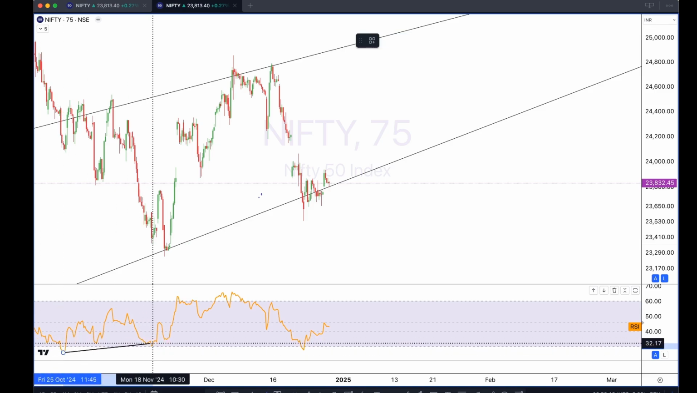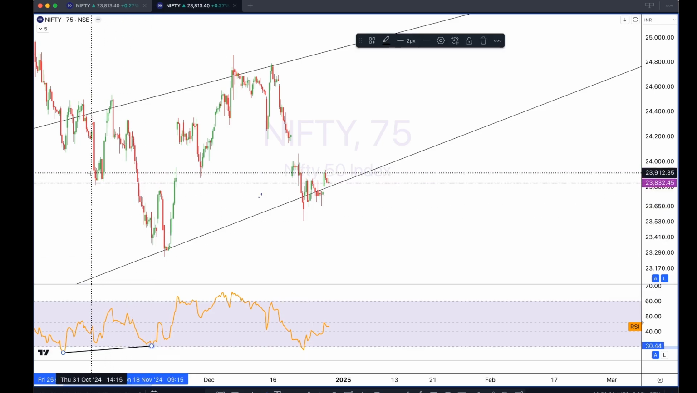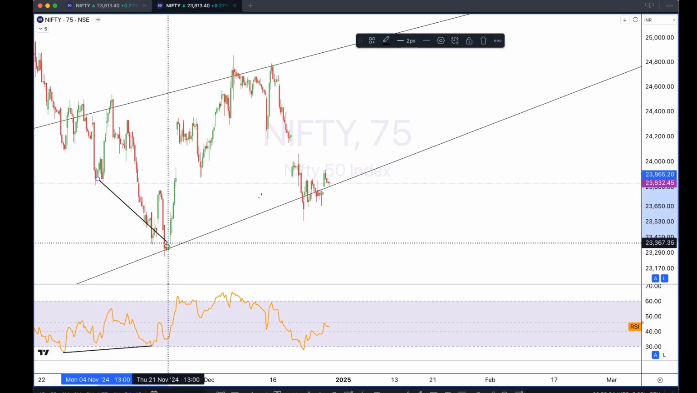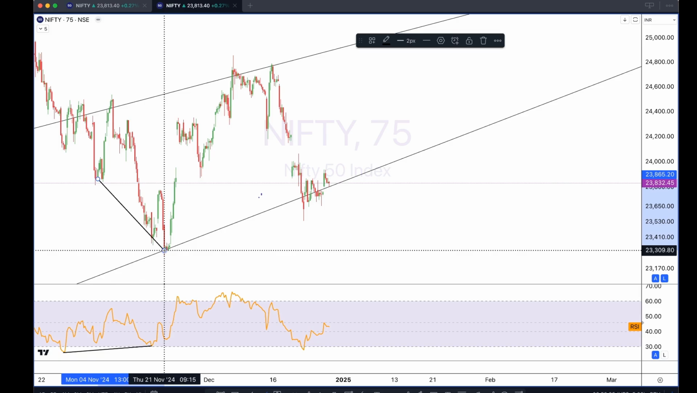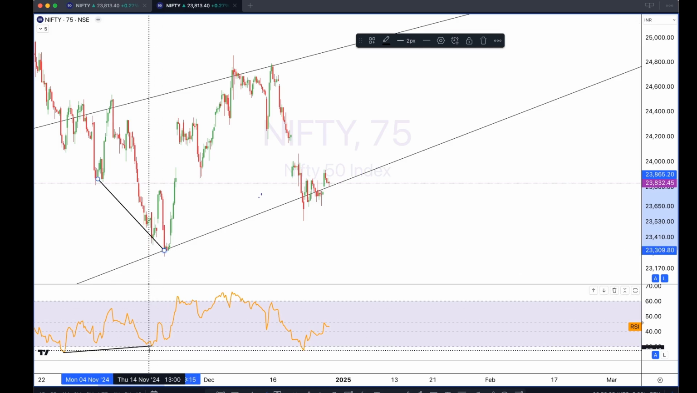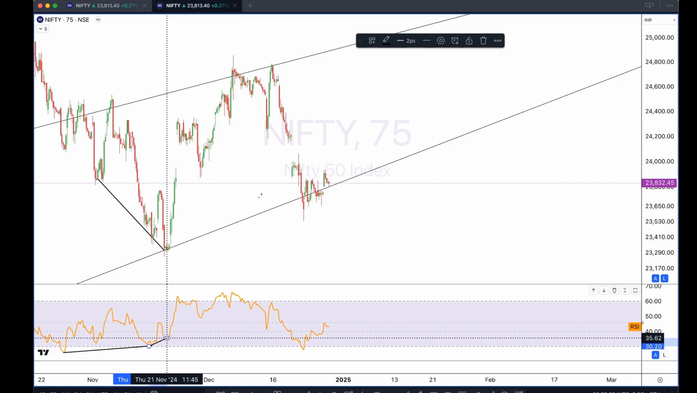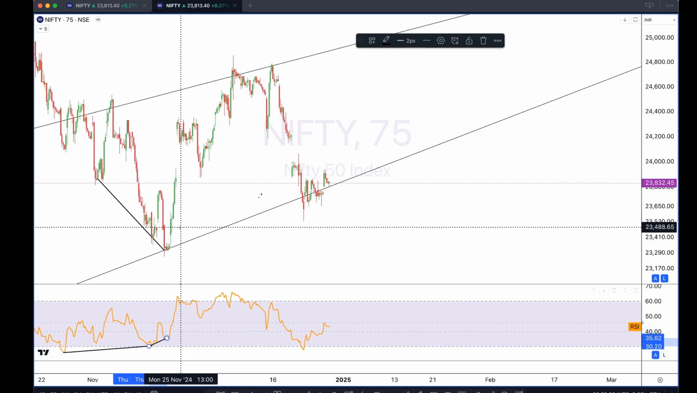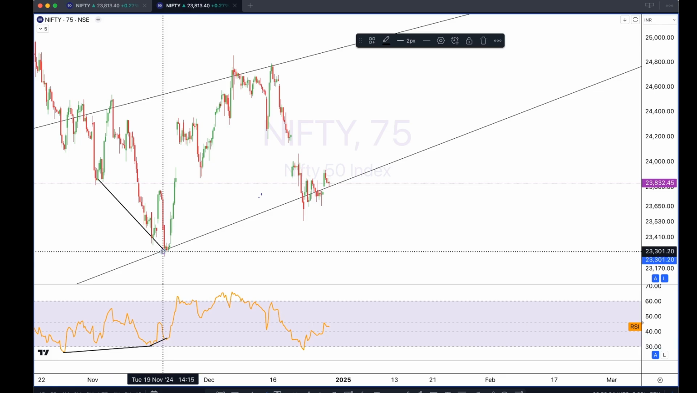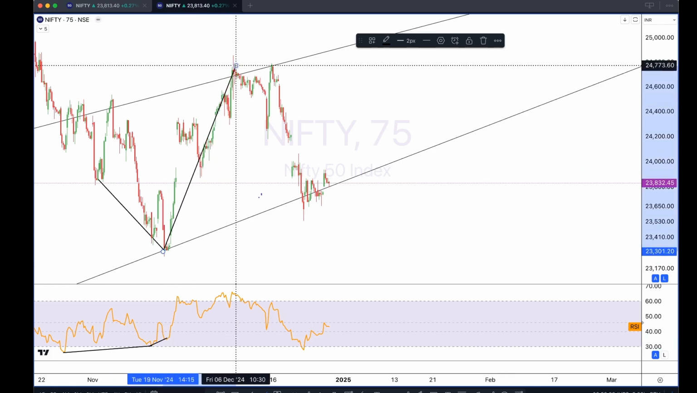You can see here a small positive divergence has been forged as the price made a lower low, but the RSI made a higher low. I would actually call this a double positive divergence, right? Now, this positive divergence has actually already been played out, correct? Because we can see that there's been a strong rally from 23,300 levels all the way to 24,700 levels, which is a 1,500 point rally.